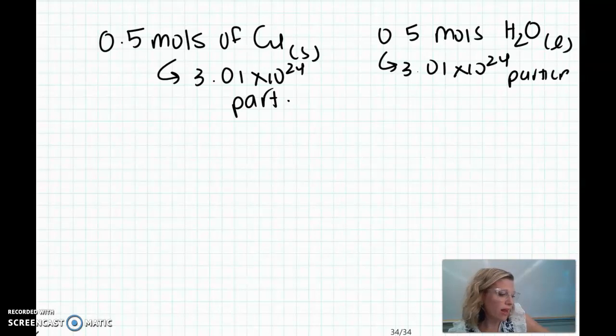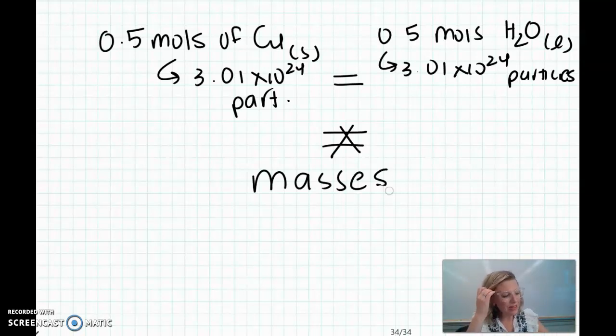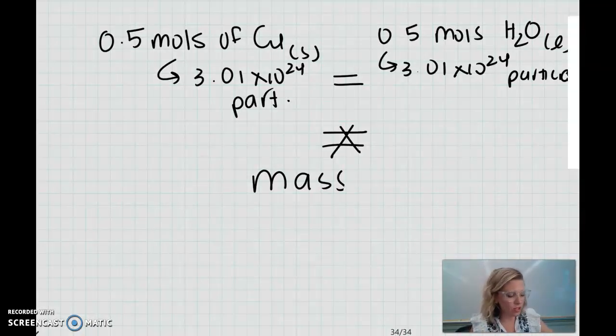Now, I don't know if you've ever held a sample of copper versus a sample of water, and we might have 2 samples with equal numbers of particles, but there definitely is something different about those 2. And what we realize is different about those 2 is the mass. So they might have equal particles, but they do not have equal masses. And so this gets us to the question of what is mass, or how do I determine the mass? And that's the atomic mass.